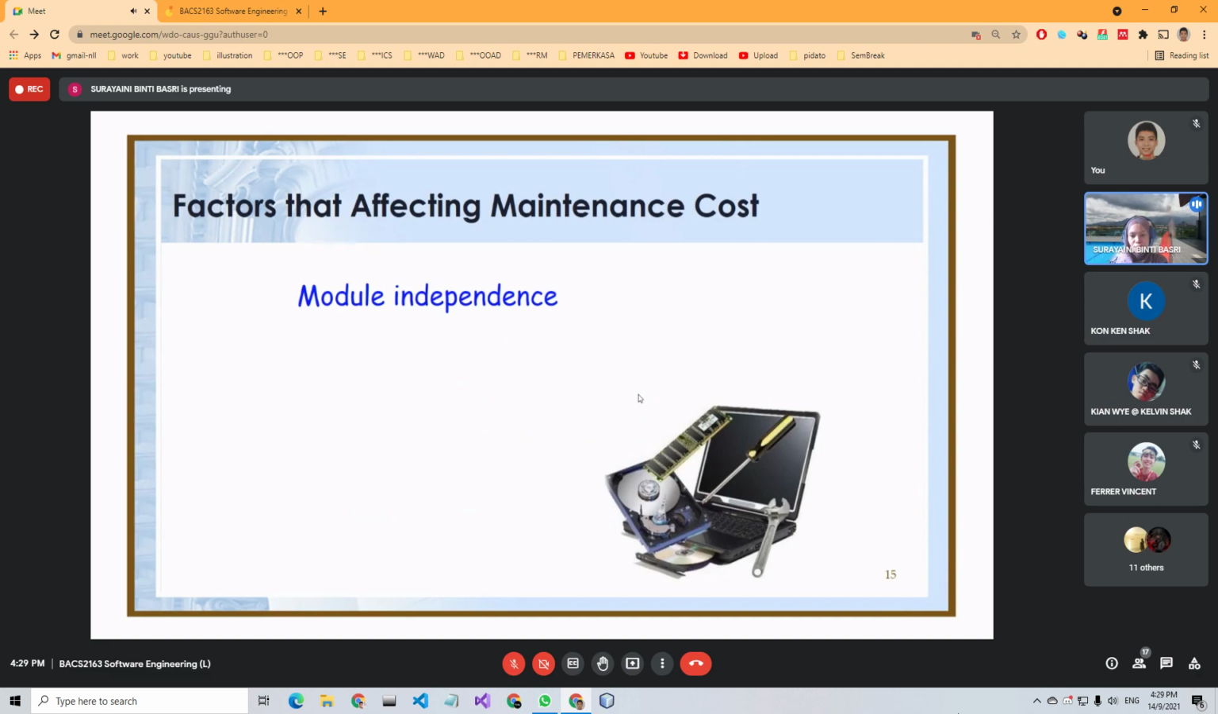Okay, I think we can stop here. We stop at the factors that affect the maintenance cost. In software evolution, we have learned about the process of handling a change proposal from your client, and the three types of software maintenance, which are corrective, adaptive, and perfective maintenance.